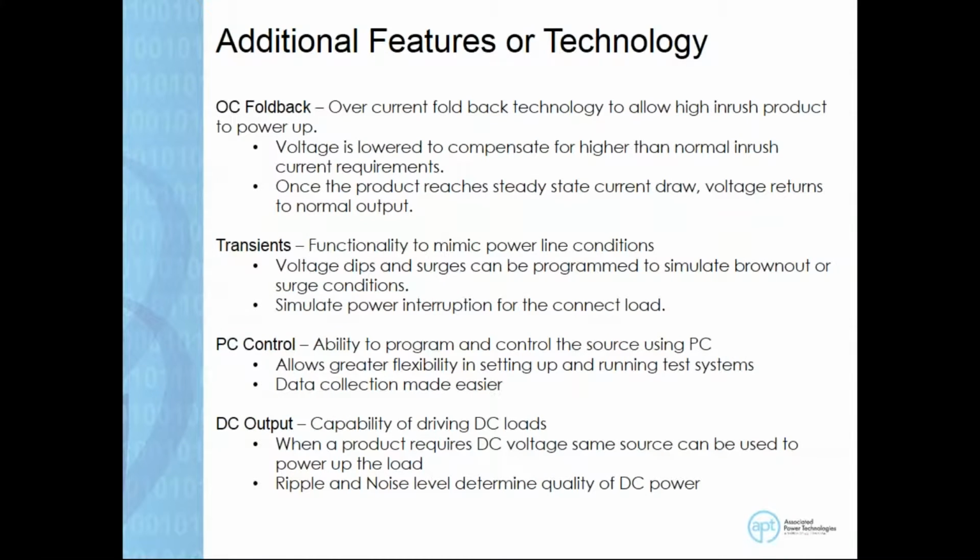We do have a demo of OC Fallback after this slide, where I'll demo how the OC Fallback feature works. Another demo we have is for the transient functionality. Again, you want to mimic power line conditions. What are power line conditions? In the US we may get stable power, but there are locations around the world where the power is not stable. Do you want your product to be out there and not work properly? If not, you need to run some tests on it. So you want to be able to run some surge testing, some dropout testing, and some brownout condition testing.